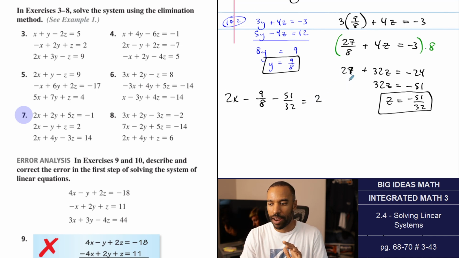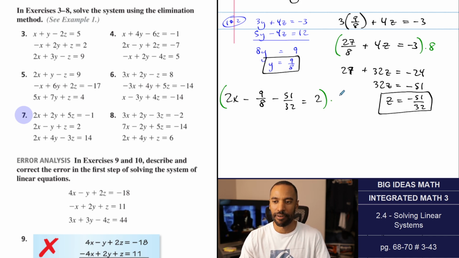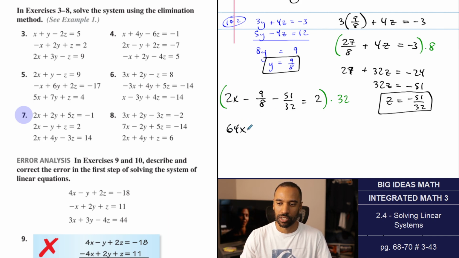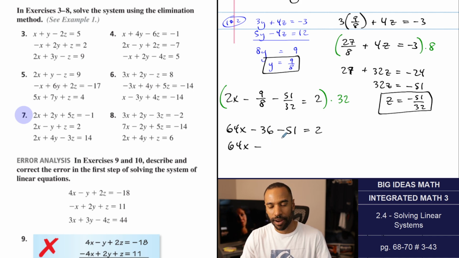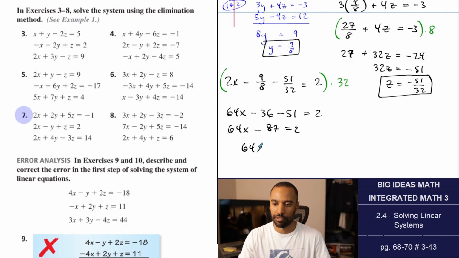Once again, if you don't want to deal with fractions and common denominators, get rid of them right now by multiplying by the least common multiple. It'd be the same thing as having a common denominator, but you don't have to write fractions as much. If I multiply everything by 32, 32 divides by 8 and 32, so that works out. So 32 times 2, 64. 32 divided by 8 is 4, times 9 is 36, so -36. 32 by 32 is 1, you're left with -51, and that equals 2. So now it's a conventional way of solving, even if the answer is a fraction. So -87 equals 2. Add 87 over, you get 64x equals 89, and x equals 89 over 64.